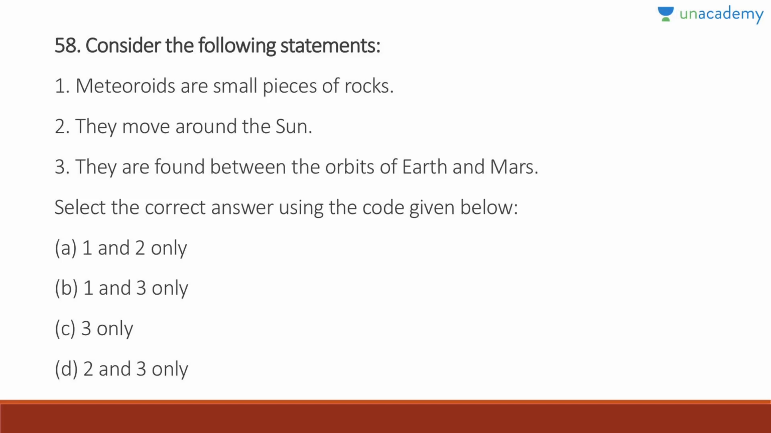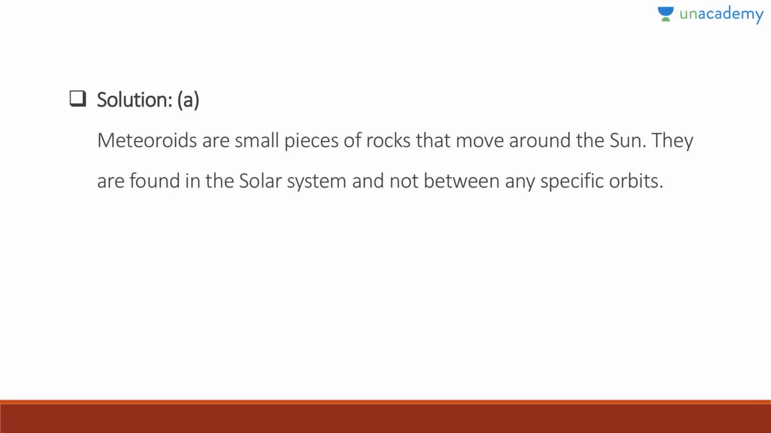Brother, if that were the case, on Earth there would be a lot of asteroids and meteoroids and we would have been dead a long time ago. This is wrong. It is between the terrestrial planets and the gas giants. It is between Mars and Jupiter. So answer here is A, 1 and 2. So meteoroids are small pieces of rocks that move around the sun. They are found in the solar system and not between any specific orbits. So between Mars and Jupiter, the belt which is found is called the asteroid belt. Okay.